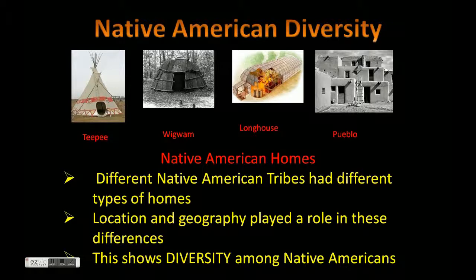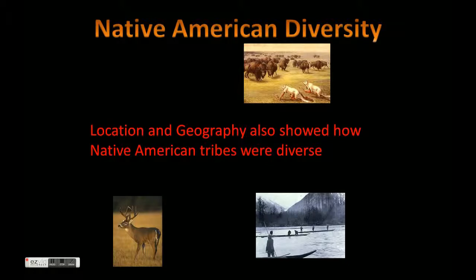Now, the different tribes had the different types of homes. Location and geography played a role in these different types of homes. Pueblos were typically in your desert regions made out of mud and sand being dried in the sun. Teepees were more on the plains because they could be taken down and moved quickly. Wigwams are getting more towards your woodland Indians, and you can see that they can be taken down, not as quickly as a teepee, but they can be taken down. So really, showing the different types of homes they lived in, they were different, meaning that they were diverse from one another.